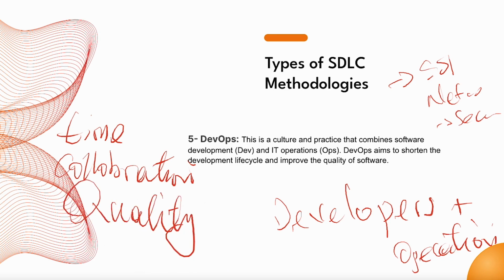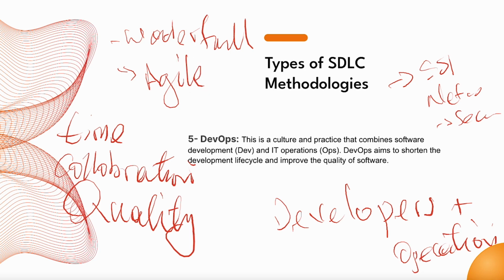So as I said earlier, we're going to take 3 of these models. One would be the waterfall model. We'll understand the waterfall model in detail. Then the second one we're going to look at is definitely the agile model, and the third one we're going to look at is the DevOps model. So let's start with the first one, which is the waterfall model.